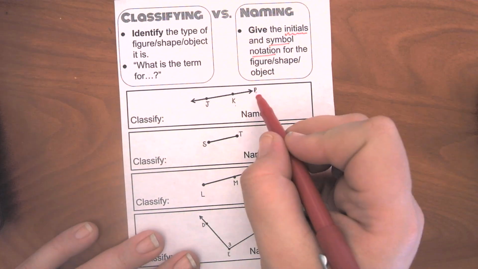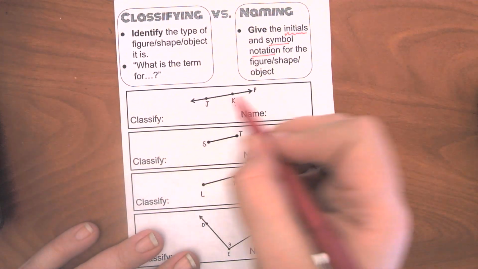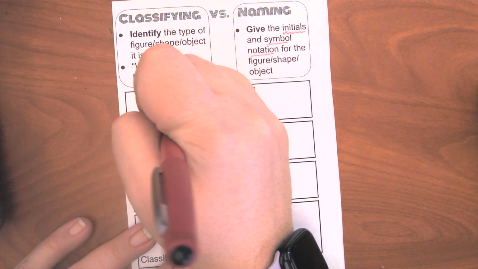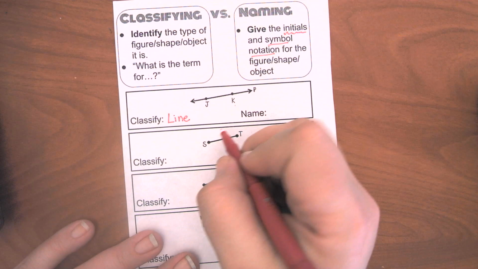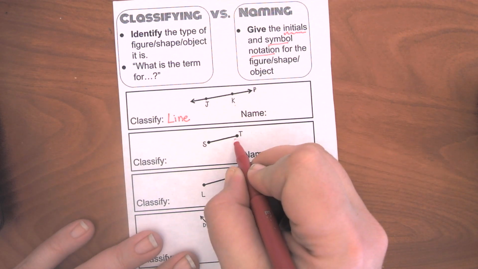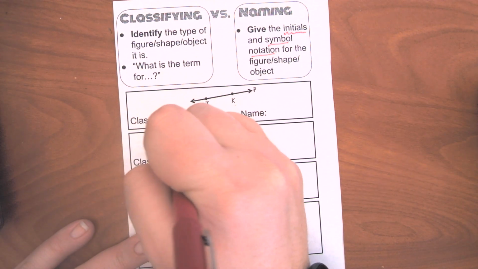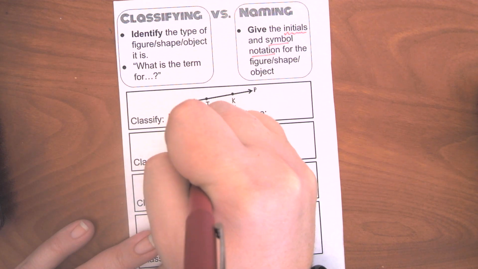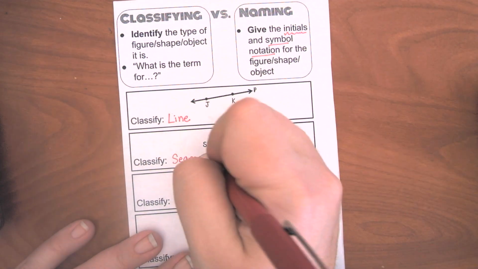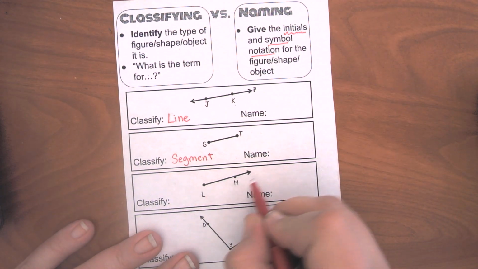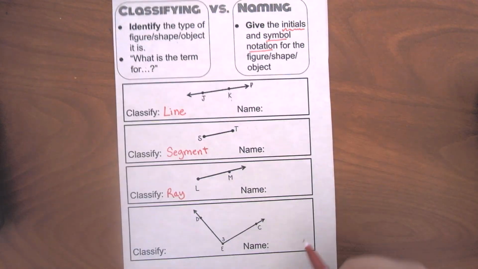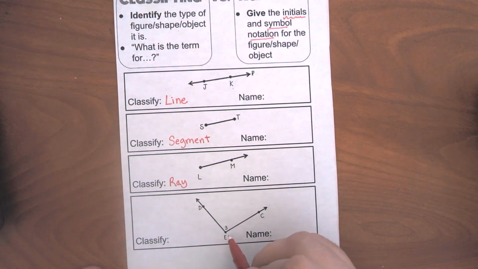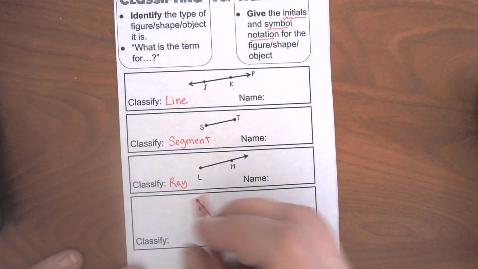So first, if I look at this figure, this has 2 arrows, one on either end, so this is a line, so I classify it as a line. If I look at this one, it's got endpoints on both sides, so I classify this as a segment or a line segment. If I look at this one, it has 1 arrow on one side, so I classify that as a ray. And then the last one, it's 2 rays joined together at this vertex here, so this is an angle.